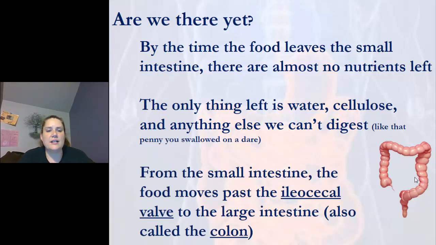So from the small intestine, the food is going to move past the ileocecal valve, which is like a sphincter, but it's a valve, and it does the same thing as a sphincter. It's just a connecting place. So from small intestine to large intestine is the ileocecal valve. The large intestine is also called the colon. So sometimes you'll hear people refer to the colon. We talk about colon cancer. We don't talk about large intestine cancer, but it's the same thing.